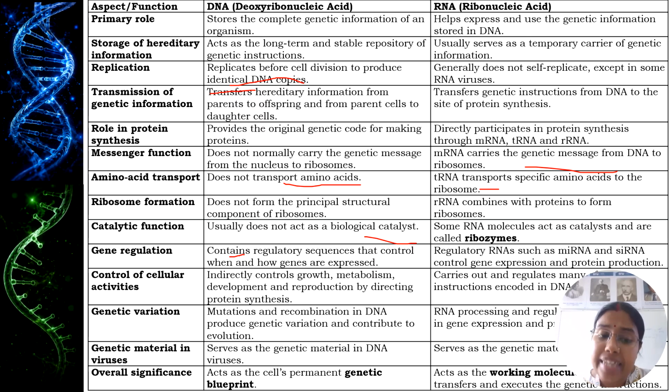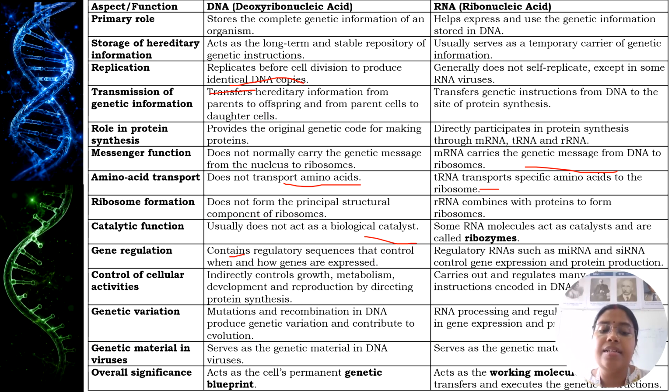The DNA indirectly controls the growth, metabolism, development, reproduction by directing the protein synthesis, whereas the RNA carries out and regulates many instructions that help for the growth, metabolism, development and all. The DNA helps for the genetic variation. The mutation and recombination in the DNA produce the genetic variation. RNA helps for the gene expression.